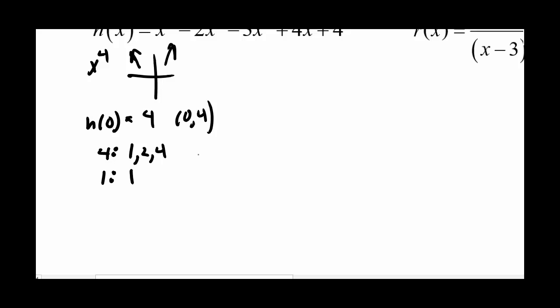And so my possible factors are plus or minus, and then just take each of the top list divided by the bottom list. So 1 over 1, 2 over 1, and 4 over 1. So it's plus or minus 1, plus or minus 2, plus or minus 4. So we got 6 choices there.